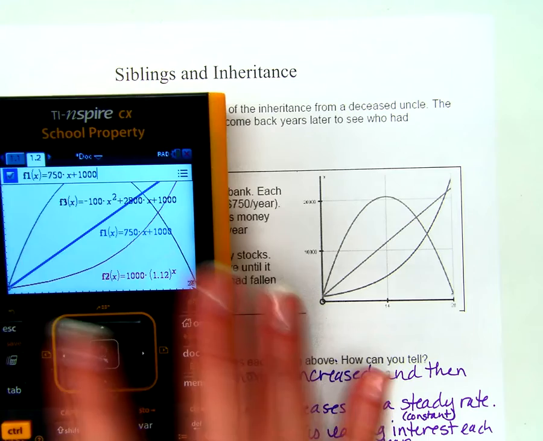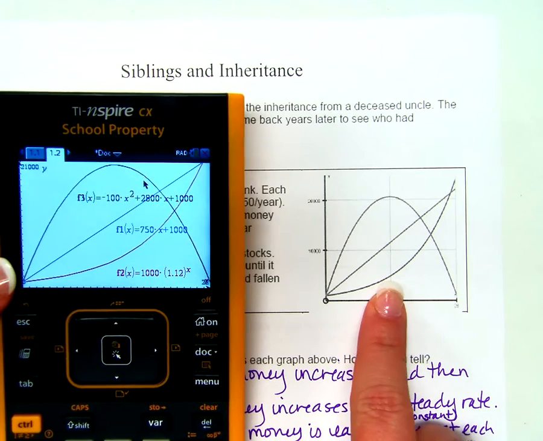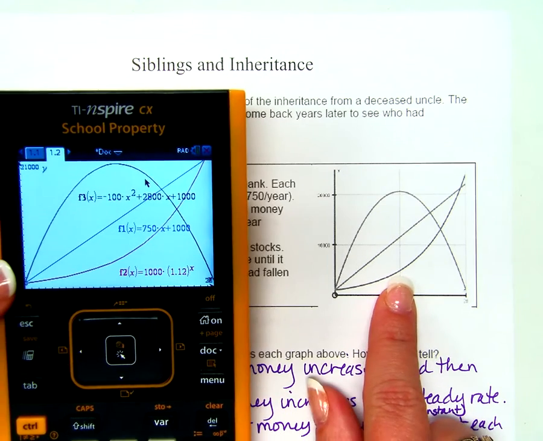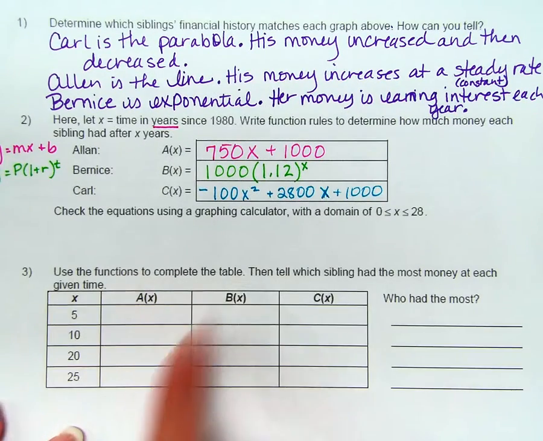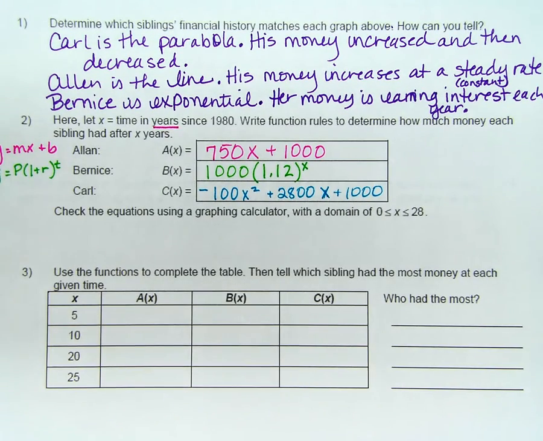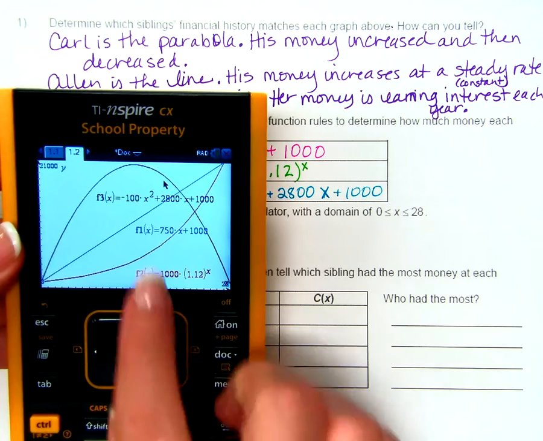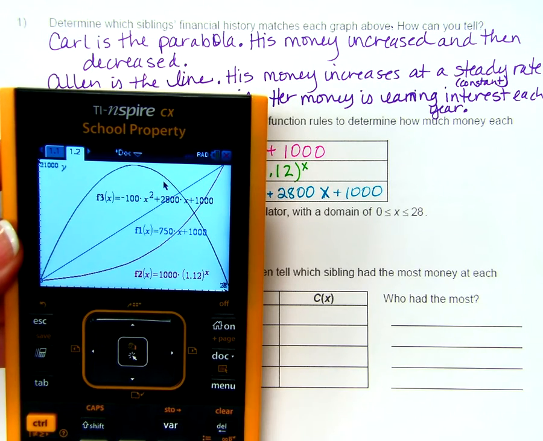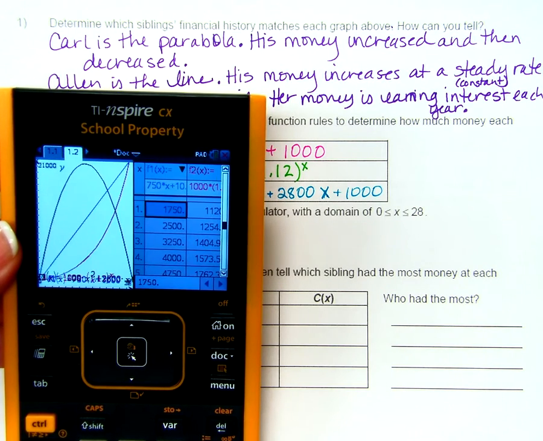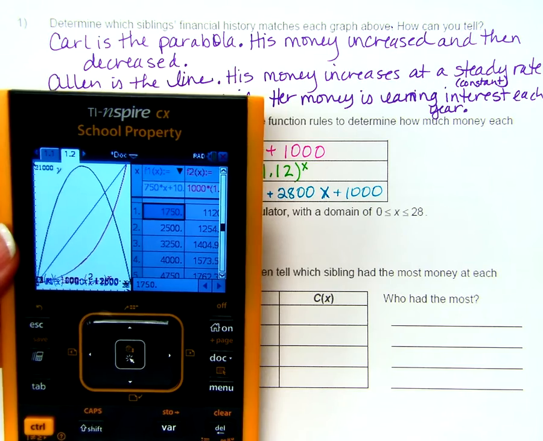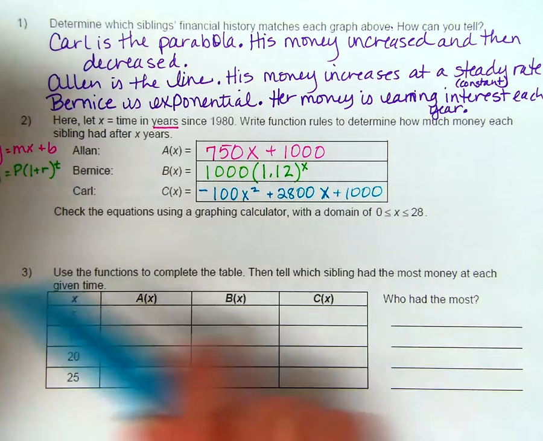Does my graph look like that? So do you think we did it right? Okay. Use the functions to complete the table. Well, that's what's nice about these calculators. Once I have that in there, can't I just go Control T? There's my table. Let's copy down the information.